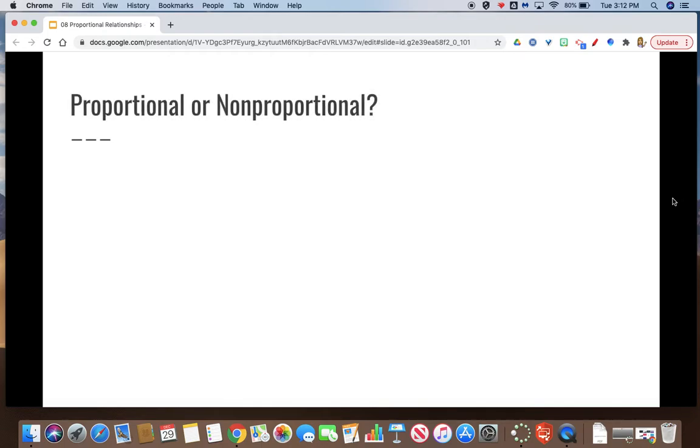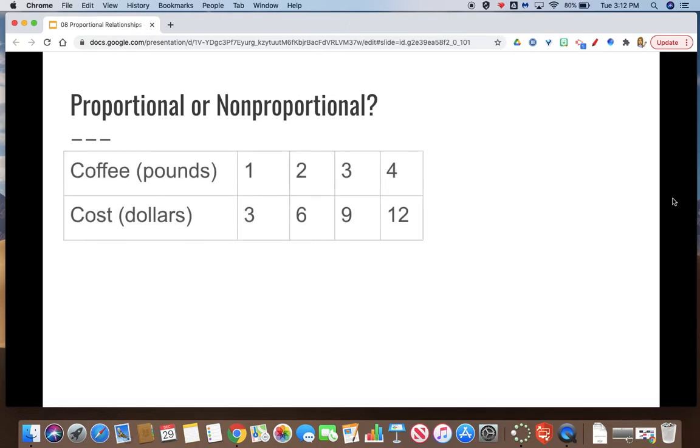Do you think this set of ratios is proportional or non-proportional? So for the pounds of coffee listed above, the cost in dollars is listed below. Do you think these ratios are proportional or non-proportional? Remember, we're thinking about, do the ratios all simplify to the same thing?